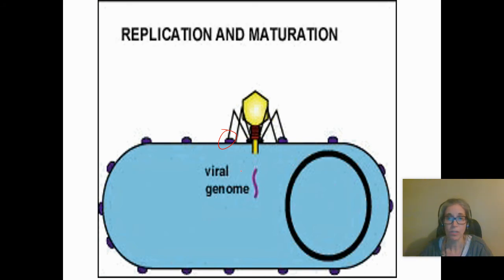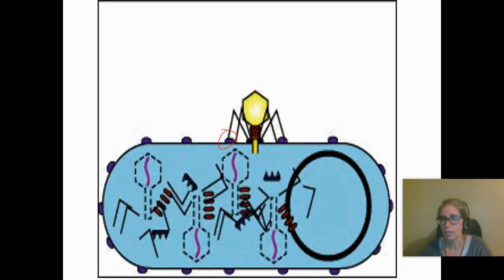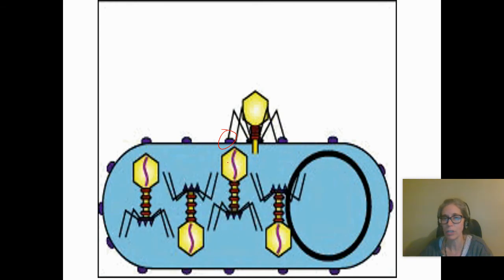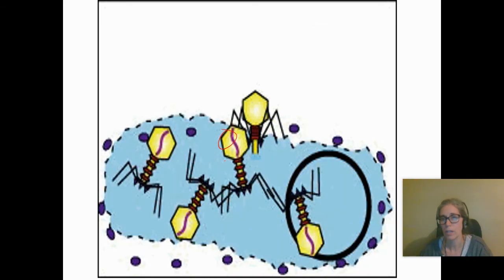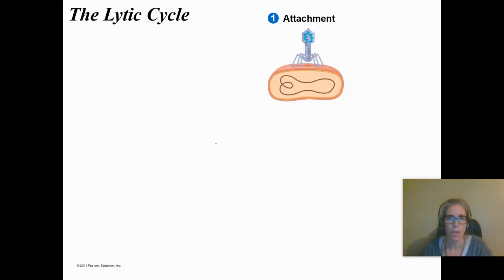It uses the cell's enzymes to make RNA, and then it uses the cell's ribosomes to make proteins, and then they self-assemble and they kill the cell, and that is called the lytic cycle because it lyses. Boom, cell dies. Bye, cell. All those viruses, they go out and infect something else.